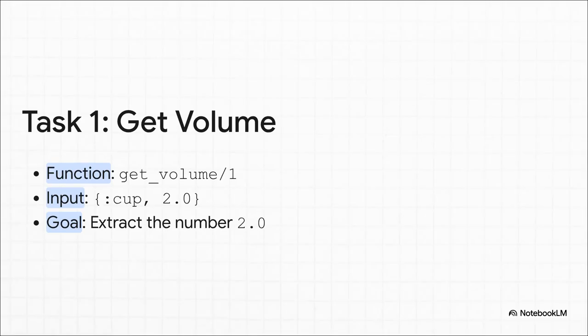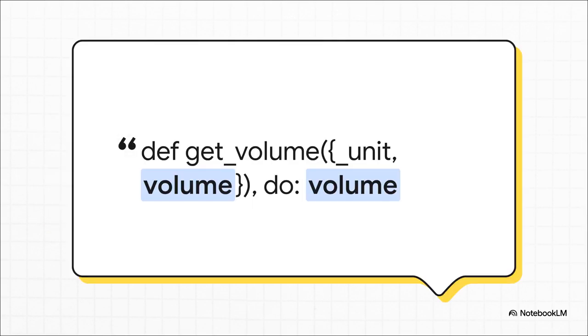Okay, task number 1, super simple. We just need a little function that can take one of our data tuples, like {:cup, 2.0}, and just give us back the number, the 2.0 part. And would you look at that? The solution is one single beautiful line of code. We use pattern matching right there in the function definition. We're telling Elixir, okay, I'm expecting a 2-part tuple.